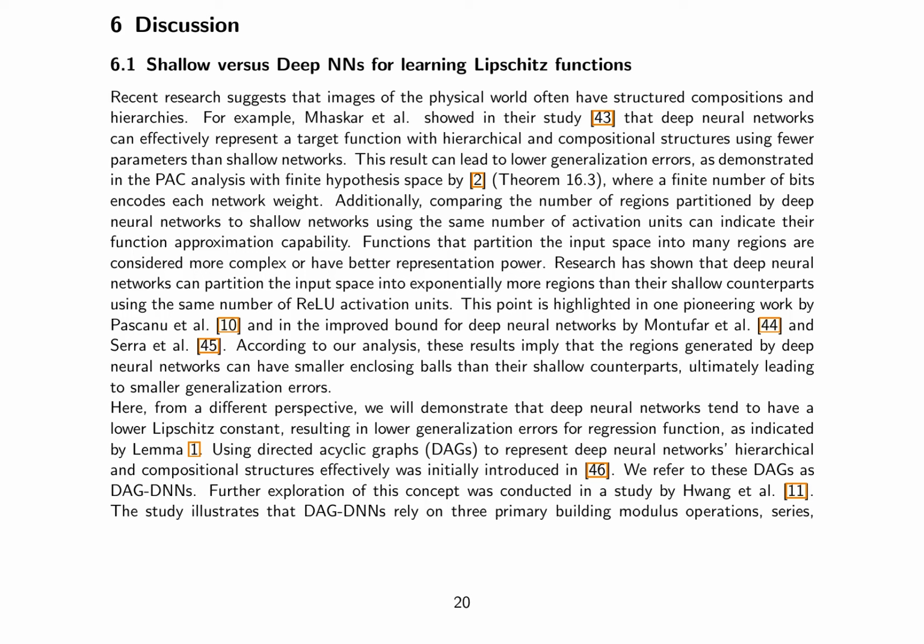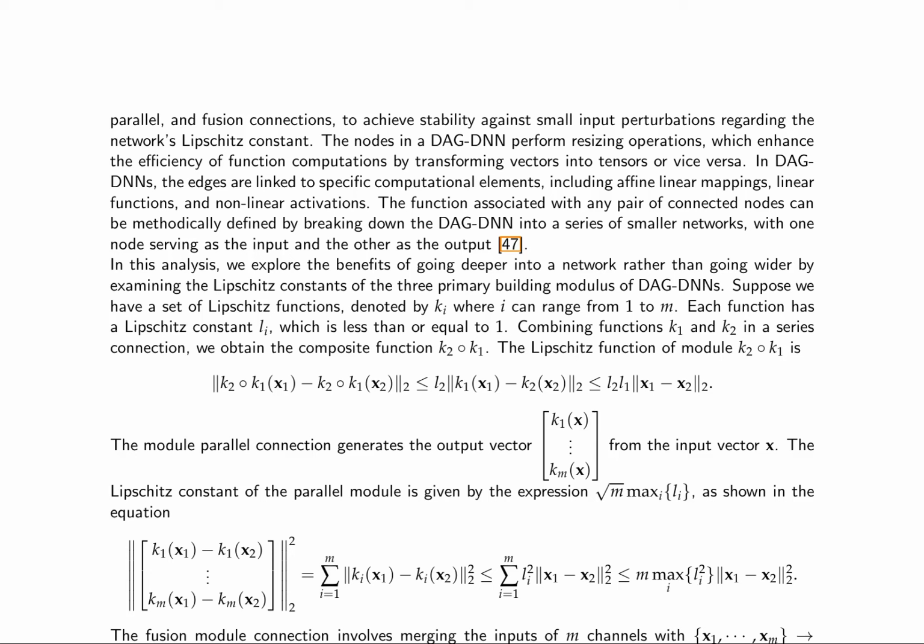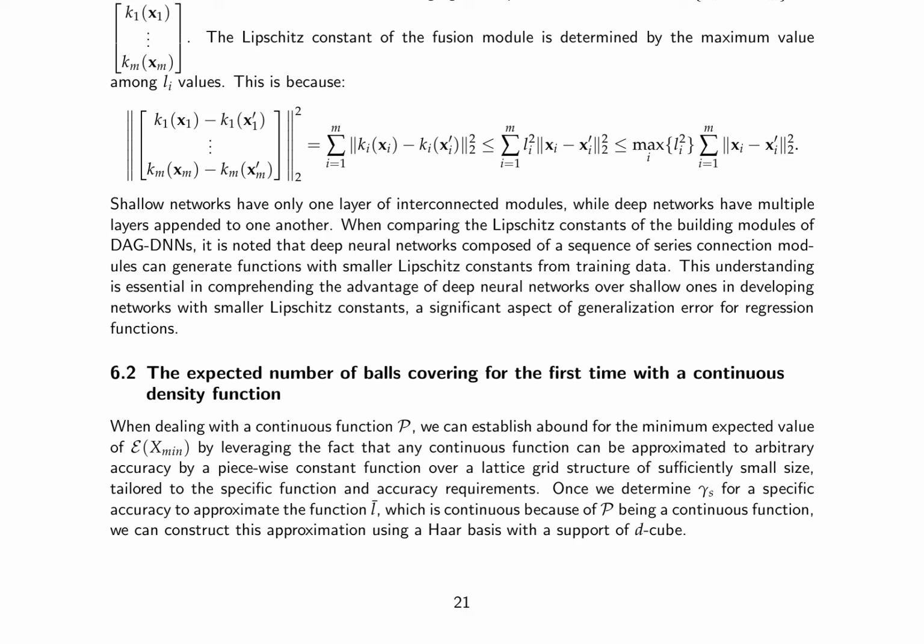Deep neural networks can partition the input space into exponentially more regions than their shallow counterparts, resulting in smaller generalization errors. The analysis explores the benefits of deep neural networks by examining the Lipschitz constants of their building modules. It demonstrates how deep networks can generate functions with smaller Lipschitz constants, enhancing generalization error for regression functions. This understanding is crucial for developing networks with smaller Lipschitz constants.